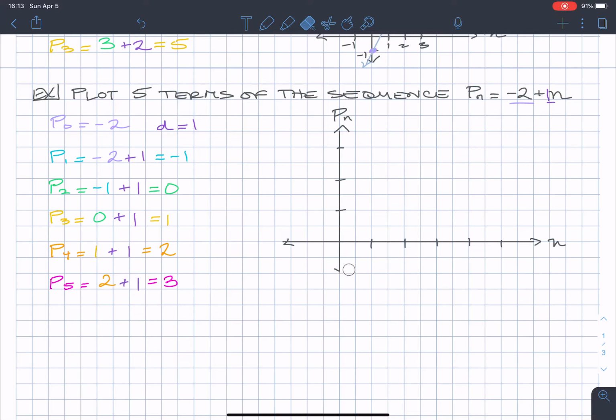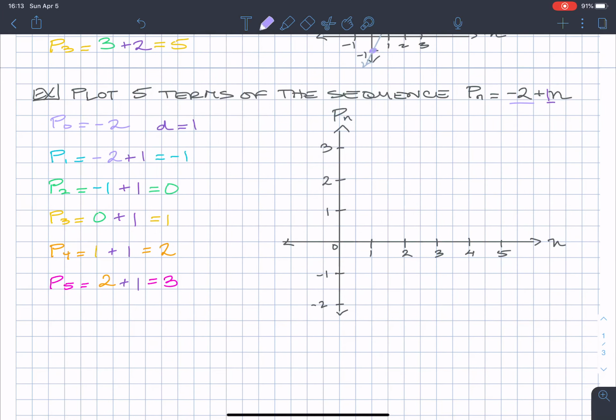But then I have to go down to negative 2 here. Okay, so negative 2, negative 1, 0, 1, 2, 3. Then 1, 2, 3, 4, 5 for my counting numbers.